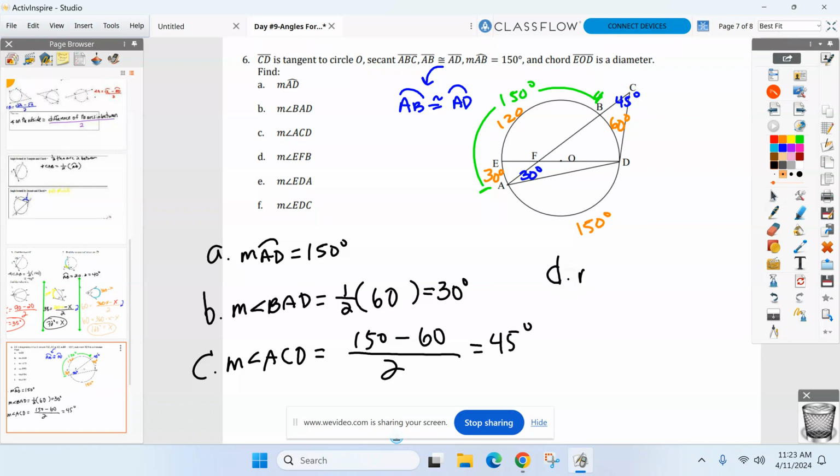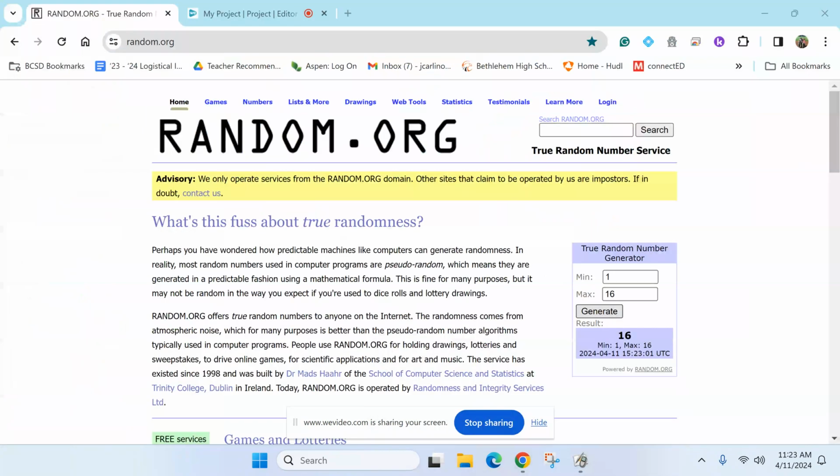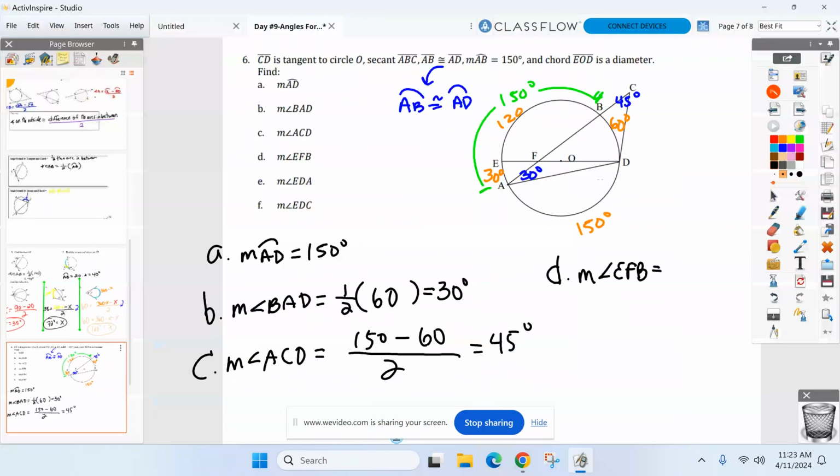Part D, measure of angle EFB. Inside, outside, tweener. EFB, where is it? Here we go, Josh. Which one? EFB, part D. Oh, it's a floater. Okay, inside float. Fine. Yeah, you got right to it. Floater. That's yesterday. Now I add 2. Ready, Josh? What arc is connected to EFB? Arc EB. 120. Yep.